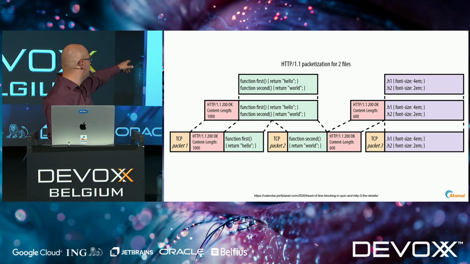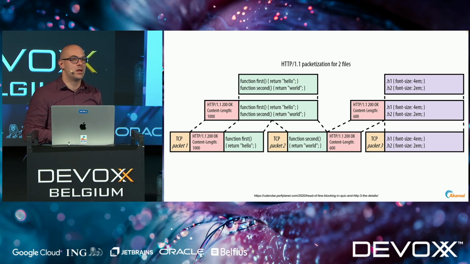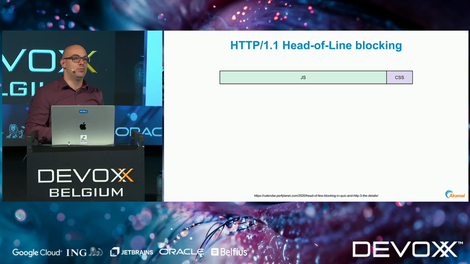So in the beginning it says content length 1,000. That means the next 1,000 bytes after the headers are all going to be the JavaScript. And only after that can you start looking for new headers, in this case for the CSS file, which have their own content length as well. Now because of the way that this is set up, you get the head of line blocking problem. For example, if your JavaScript file is very large.